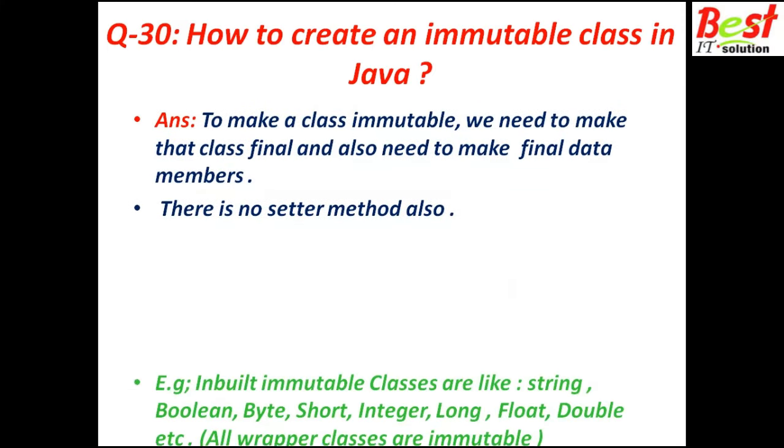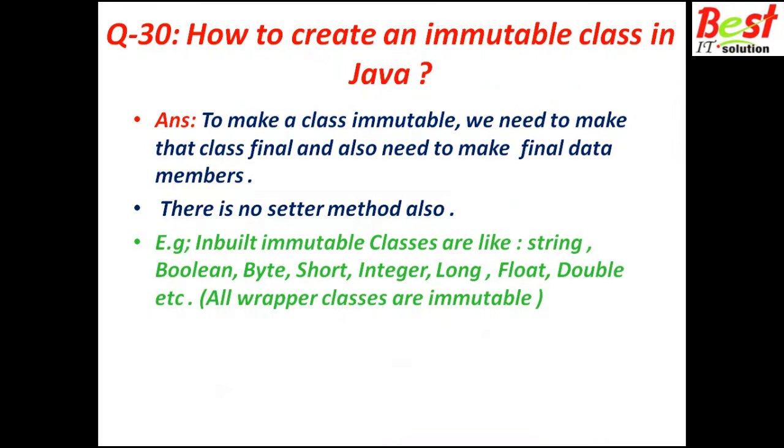How to create an immutable class in Java? To make a class immutable means no one can change it after initialization or declaration. So to make a class immutable, we need to make that class final and also make the data members final.